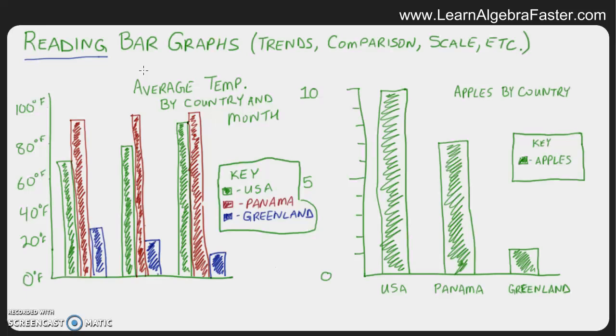For reading bar graphs, we're going to actually look at the data and try to see what it tells us. When you see bar graphs, oftentimes you can look at them and find trends, you can do comparisons, you can judge the scale, and I'll show you how to do all of that. So let's start at this bar graph on the left. First thing we want to do is look for the title. That's the average temperature by country and month. So we're looking at the average temperature of specific countries and specific months of the year. On the vertical axis, this one right here, you see that we're judging from 0 degrees all the way up to 100 degrees Fahrenheit.